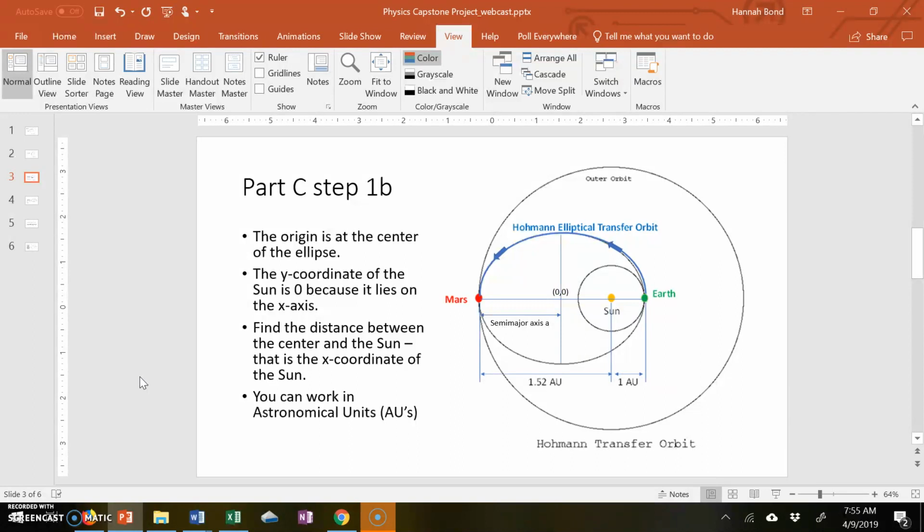In step 1B, we need to find the X and Y coordinates of the Sun. The Sun lies on the x-axis to the right of the center of the ellipse, as shown in this figure. So the y coordinate of the Sun is 0 because it's on the x-axis. The x coordinate equals the distance from the center to 1 focus point. And again, you can leave the units in AUs. There's no need to convert to meters.